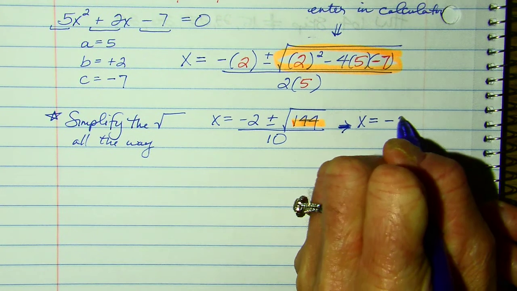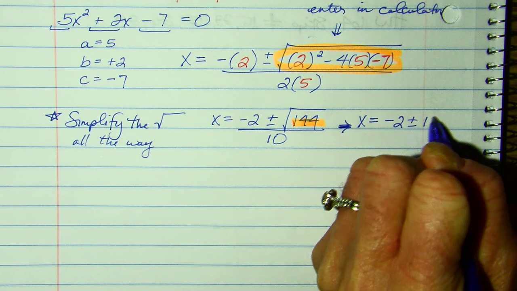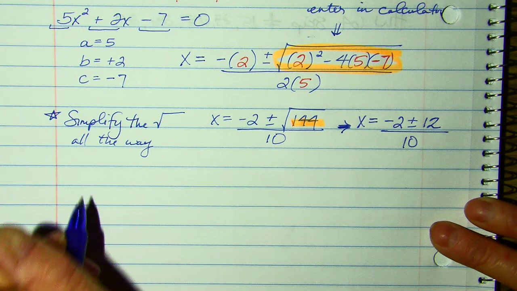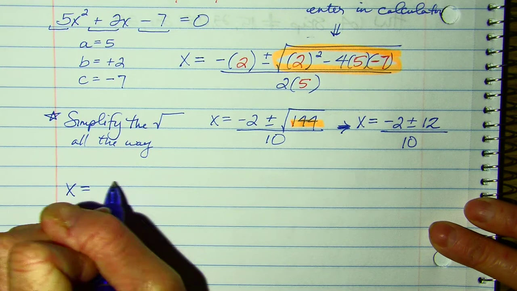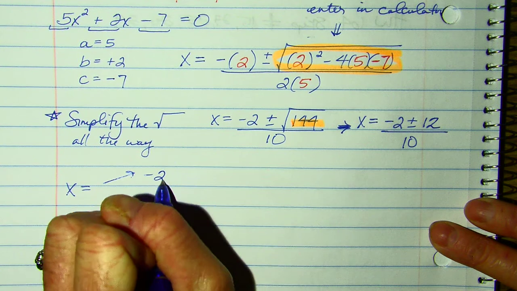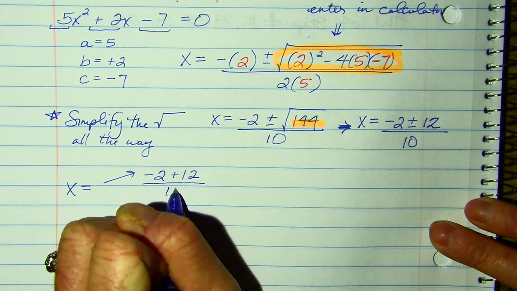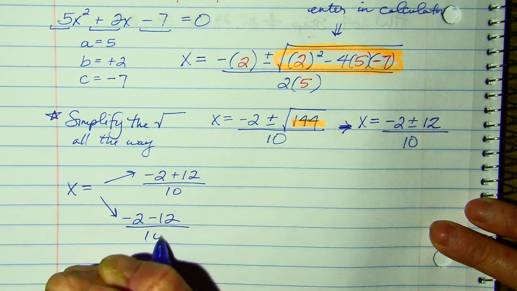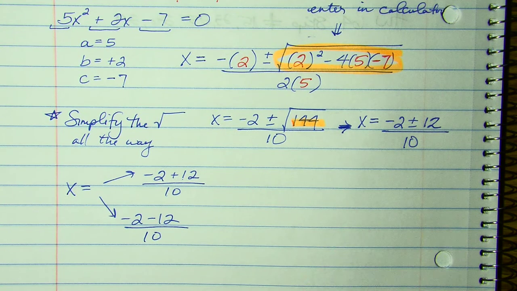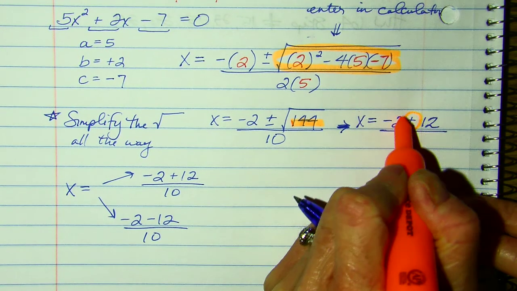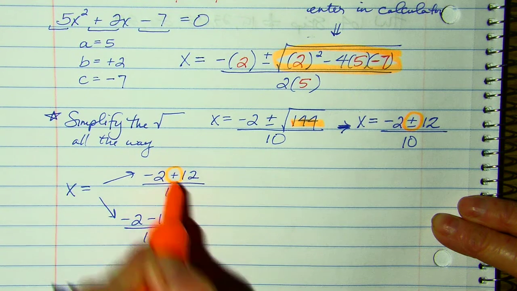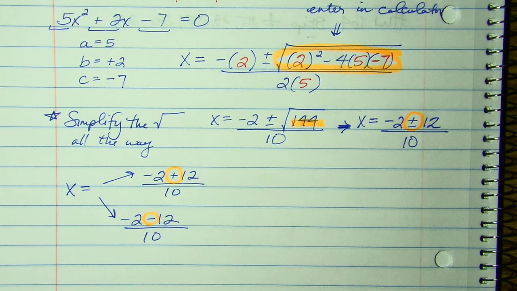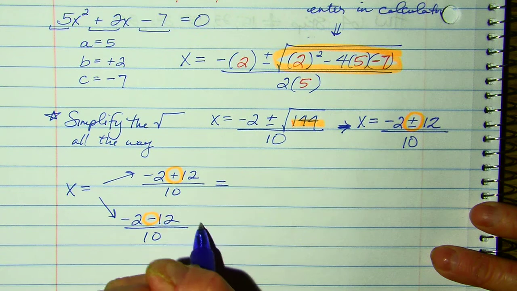That equals, x equals -2 plus or minus the square root of 144, which is 12, over 10. So let's write our 2 answers. -2 plus 12 divided by 10, and -2 minus 12 divided by 10. And we can talk about where I'm getting these, but I'm looking at the 2 different symbols. One is the plus sign, one is the minus sign. So I wrote each, and I'm going to simplify each.